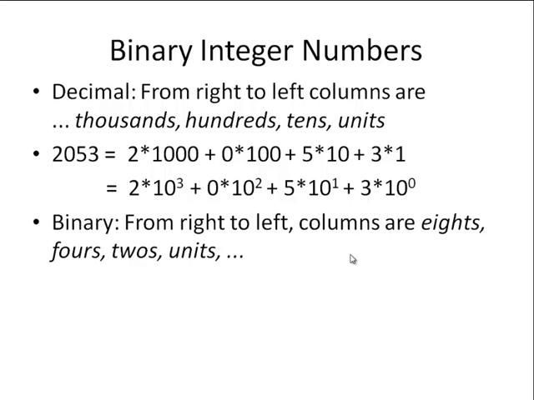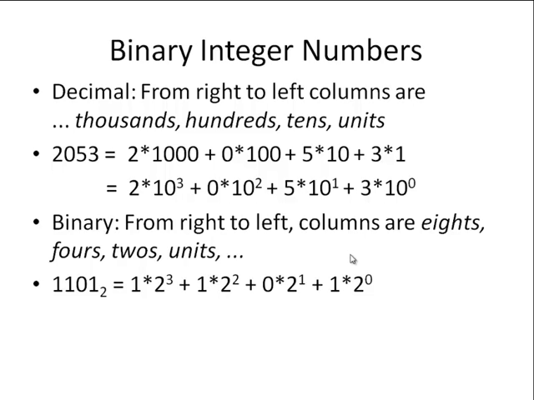In binary, from right to left, the columns are the 8s, the 4s, the 2s, and then the units. So 1101 in binary, and I've put the subscript 2 at the end of that number to indicate this is a binary number.